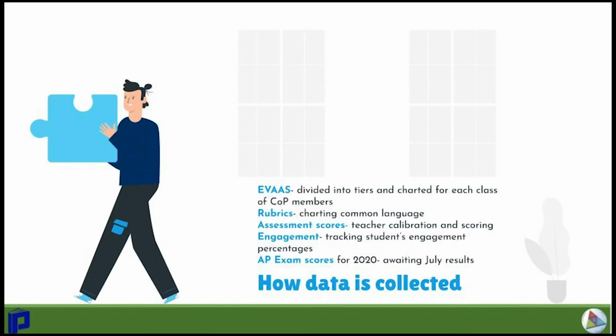In examining the EVOS data, we pulled the rosters for each one of our classes. We divided the students into tiers and we charted those tiers for each class. For the rubrics, we charted common language. For the assessment scores, we did some teacher calibration and scoring exercises. And for engagement, we're looking at the percentage of assignments that were attempted by students while we've been out. And then in July, we will be able to see some results from this year's AP exam scores.